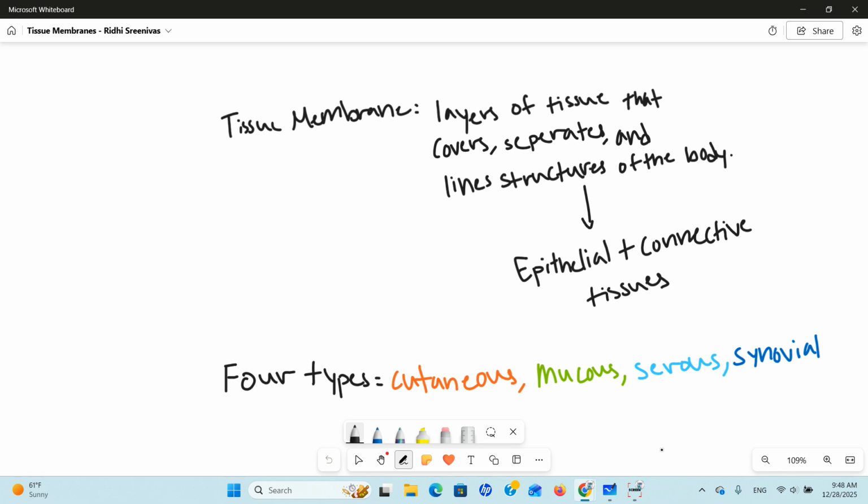So a tissue membrane is basically a layer of tissue that covers, separates, and lines structures of the body. And they usually are composed of epithelial tissues and connective tissue. And there are four types of tissue membranes. There's the cutaneous membrane, the mucous membrane, the serous membrane, and the synovial membrane. And we're going to talk about each one today.